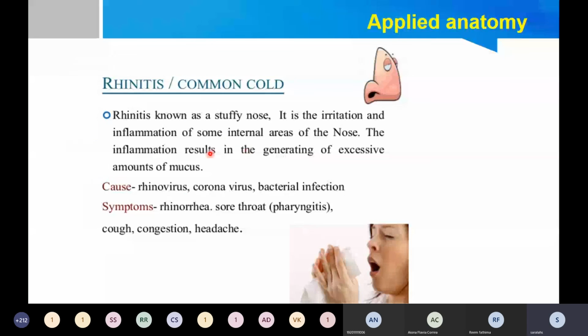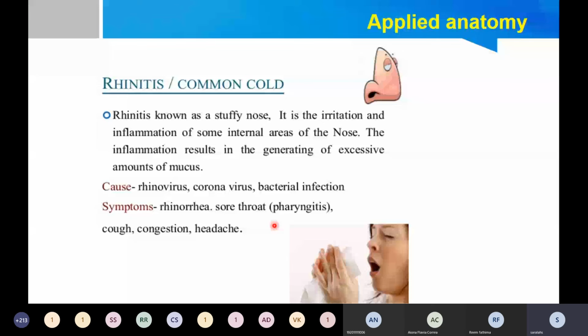So rhinitis I already mentioned. It is the common cold, whatever it might be, viral or bacterial infection. The person will have rhinorrhea or pharyngitis or sore throat, cough and congestion, and sometimes if the paranasal air sinuses get blocked, it leads to headache also.